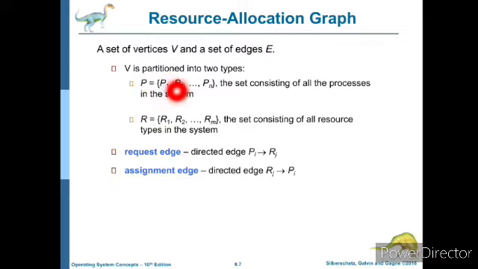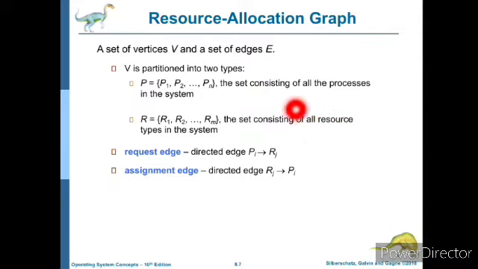So here we have n number of processes. This set consists of all the active processes in the system. Next, we have m number of resource types, R1 to Rm. This set consists of all resource types in the system. So these two are the nodes, the vertices, of the resource allocation graph.